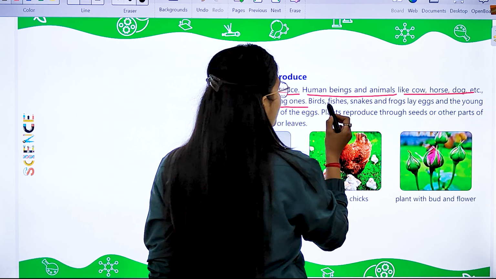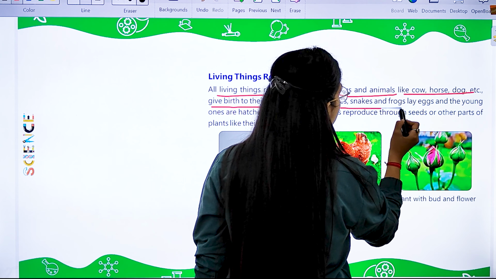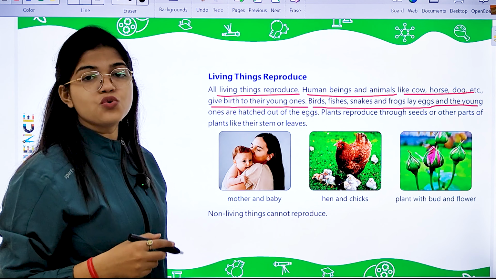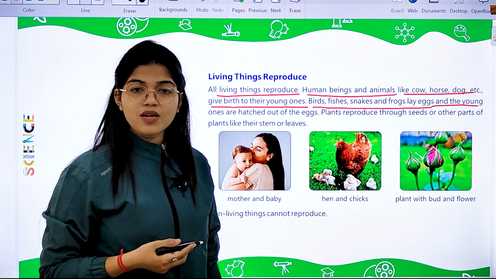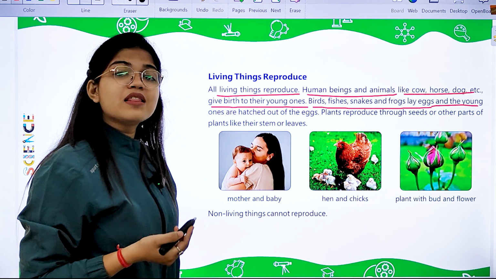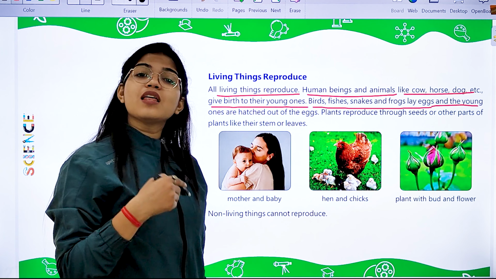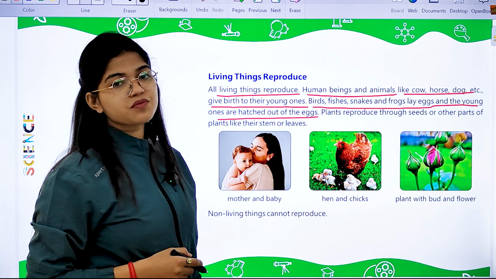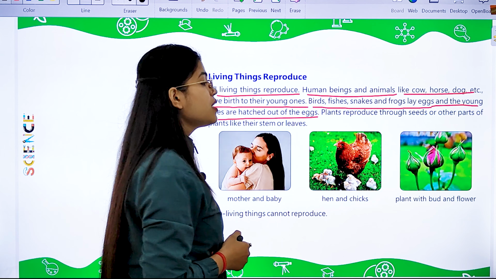And we have some other animals like birds, fishes, snakes and frogs. They also lay eggs. They do not directly give birth to their young ones. They lay eggs, and then their young ones hatch out of those eggs. Right? Then plants are also living beings.